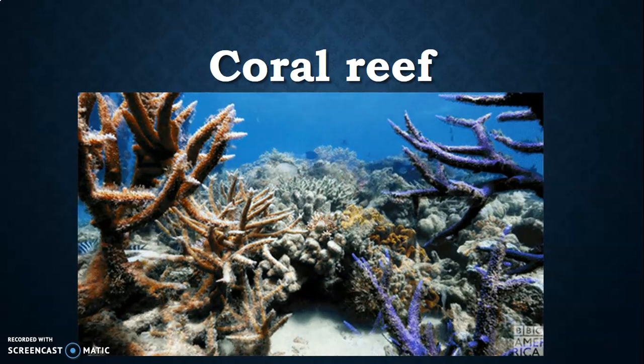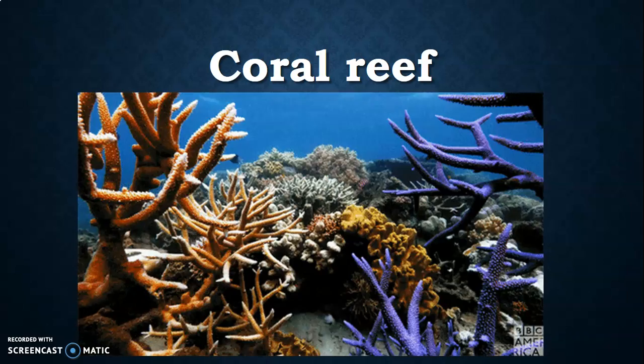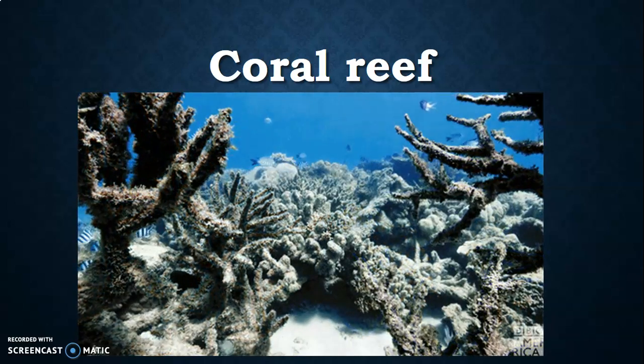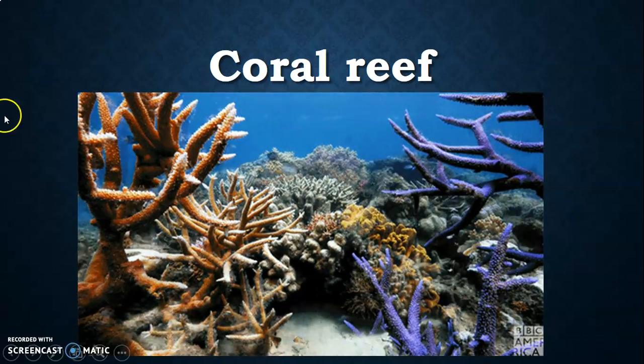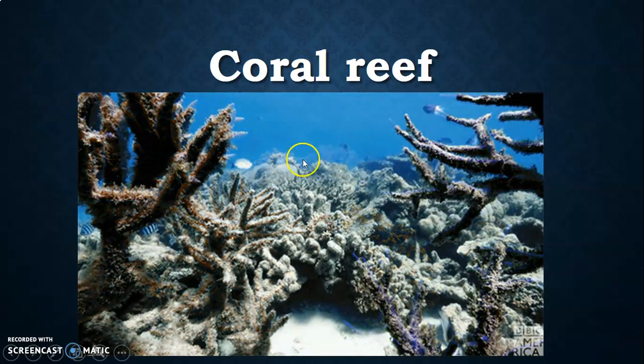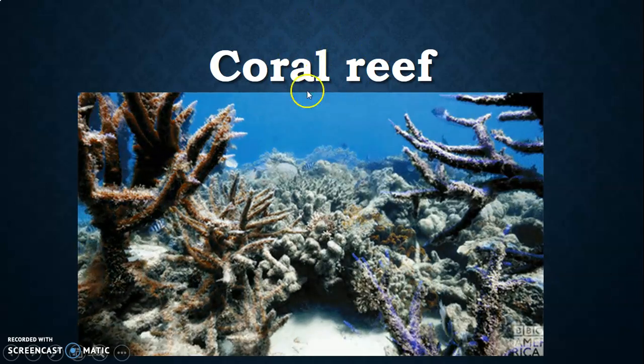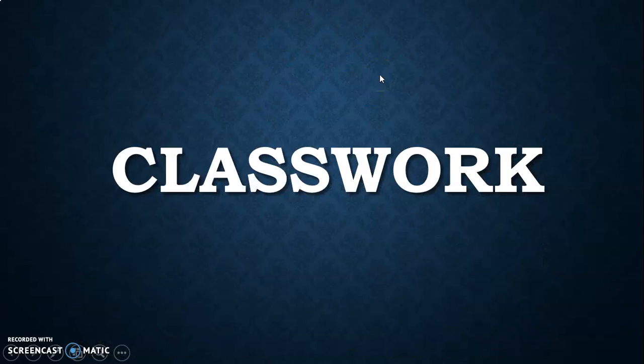Okay, so we go under the water, under the ocean, and we see the coral reef. The coral reef is another kind of ecosystem, and we can find other species of the ocean. The coral reef. Very good.